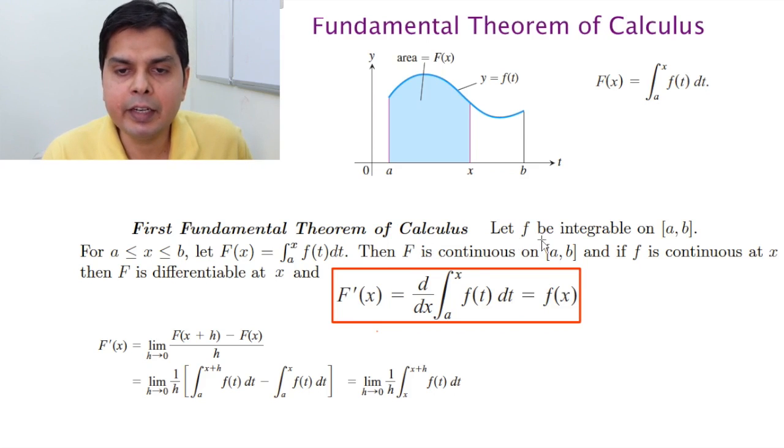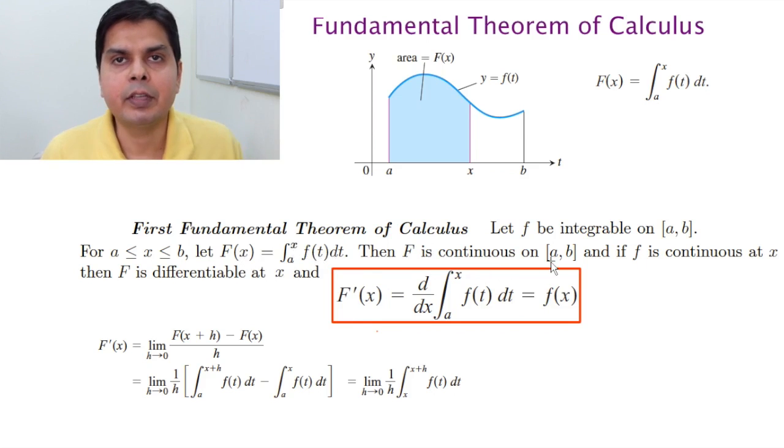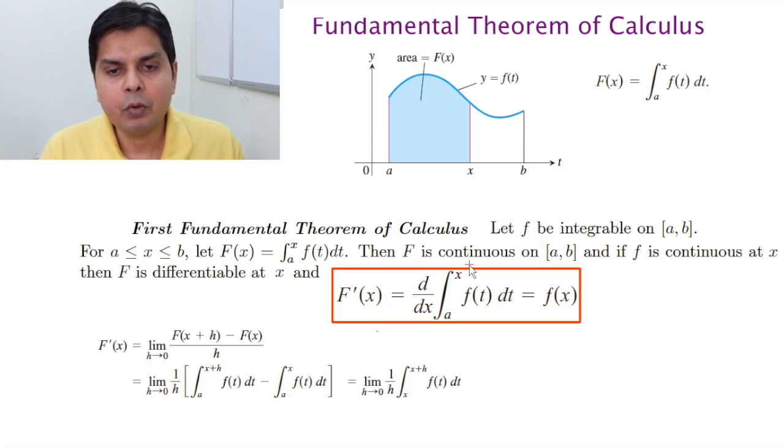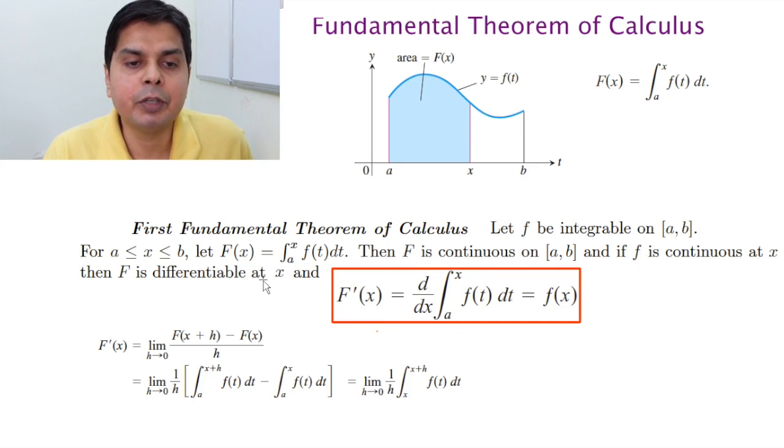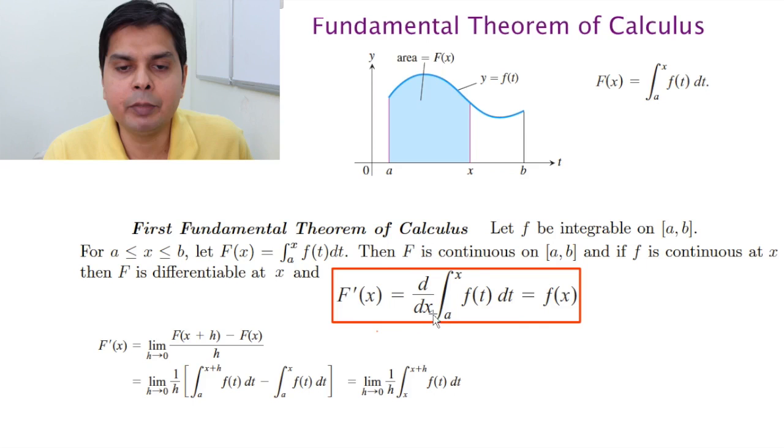So what I have taken is: let f be integrable on [a, b], for a less than or equal to x less than or equal to b, and let F(x) be equal to the integral from a to x of f(t) dt. This is my integral, this is my area function. Then F is continuous on [a, b]. This I have proved earlier: no matter what kind of function f you take, this capital F, the area function, has to be continuous. Now comes the second part. If the small f, this curve, is continuous at x, then F is differentiable at x, that is F prime x is equal to d by dx of the integral from a to x of f(t) dt, which will be f(x).